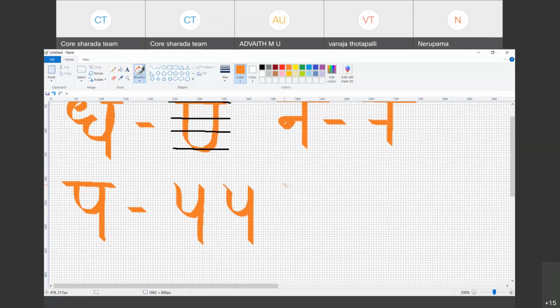Then pha. Draw the Shirorekha first. From the left of this Shirorekha, we will draw this curve, round it, take this curve down and join it here in the middle. Okay, this is pha.